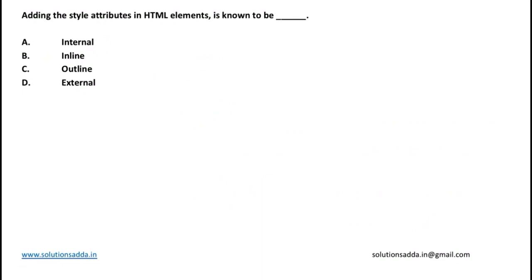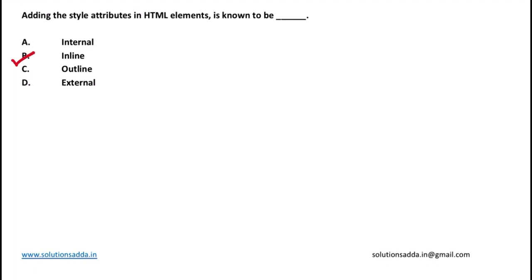This is a question from Web Technologies from the HTML topic. Adding the style attributes in HTML elements is known to be. Options are internal, inline, outline, and external. The correct answer for this question is option B, inline.